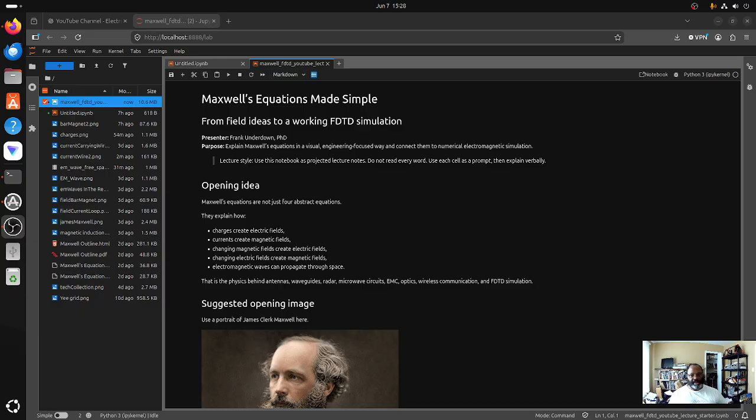This lecture is entitled Maxwell's Equations Made Simple, and we're going to start by discussing the equations, then we'll talk about fields, and then we will work into a finite difference time domain simulation.